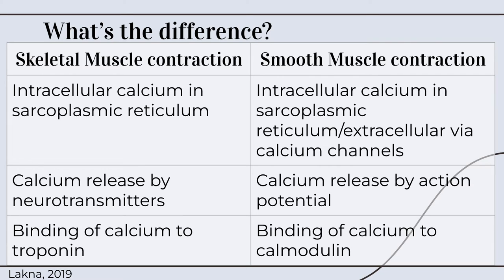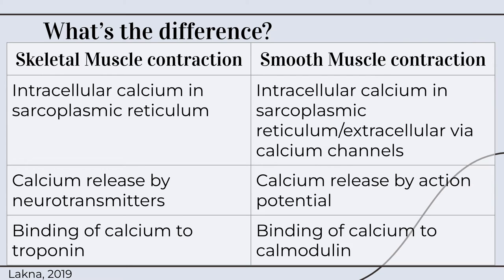So what's the difference molecularly between the smooth and skeletal muscle contraction? Well, the primary distinction between skeletal and smooth muscle contraction is how calcium binds: calcium binds to troponin during skeletal muscle contraction, and calcium binds to calmodulin during smooth muscle contraction.